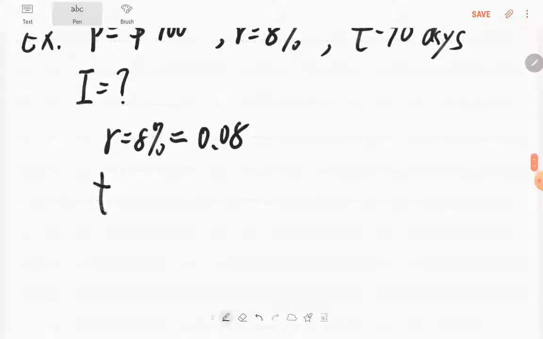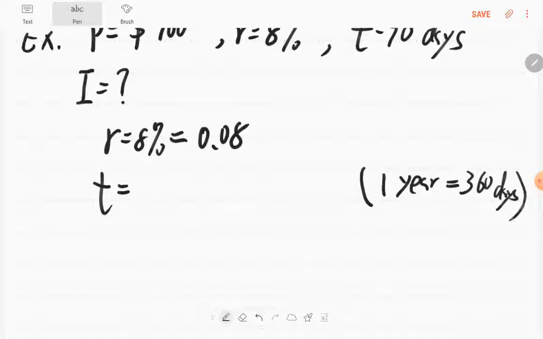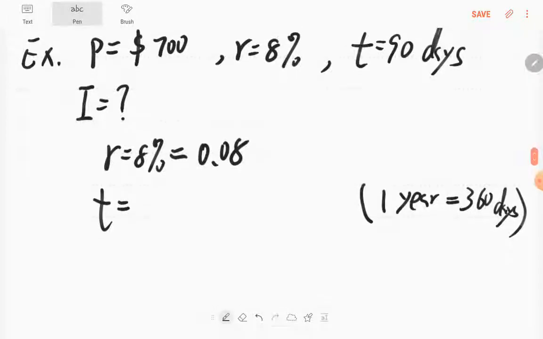And T is 90 days. In general, we know that 1 year equals 365 days, but sometimes we assume that 1 year equals 360 days. Then 90 days would be 90 over 360, which is 0.25 years.